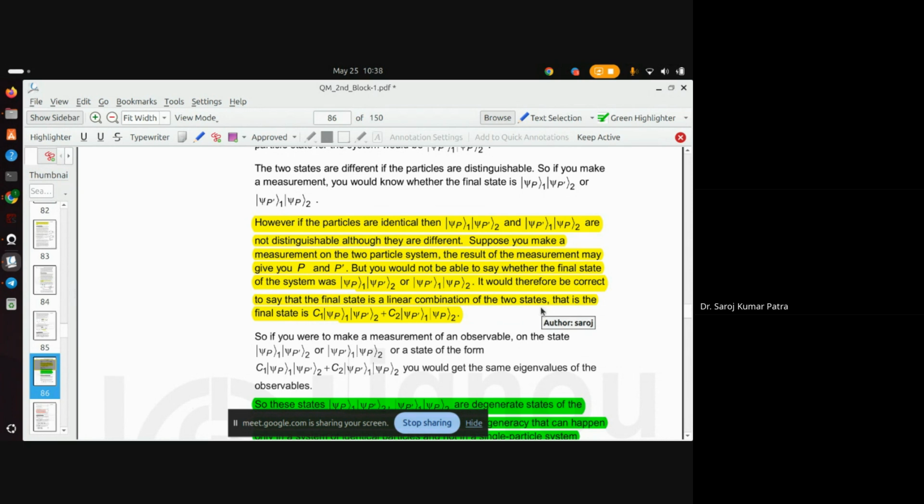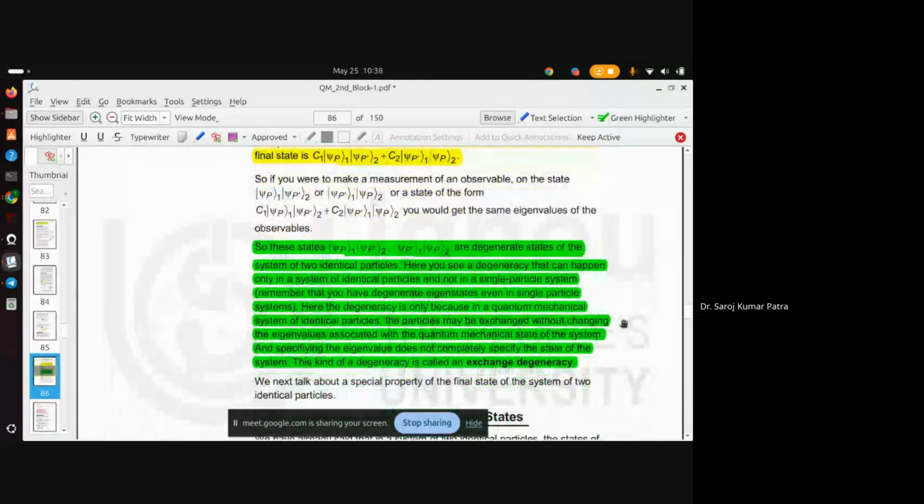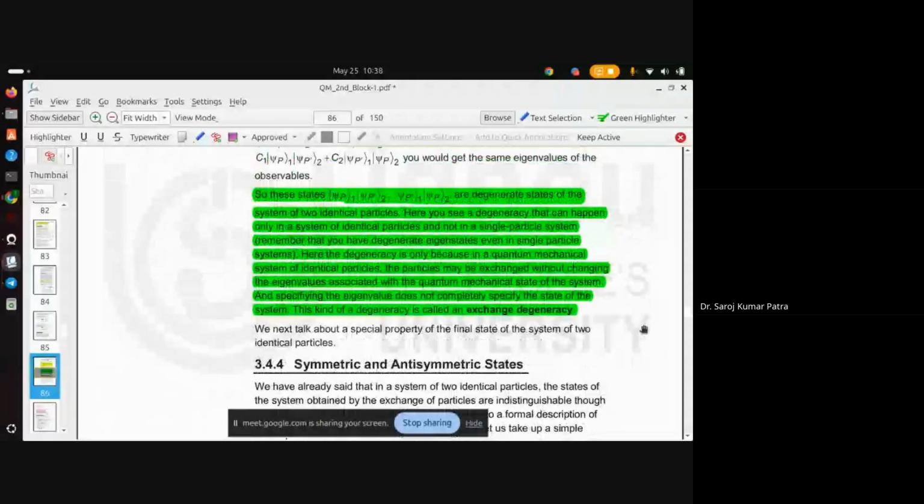तो इसलिए बेटर यही है कि ये भी हो सकता है, ये भी हो सकता है, so we'll take a linear combination. So this is the reason why we are taking a linear combination all the time in case of quantum mechanics. एंड उसकी वजह से जो डिजेनरेसी आ रहा है, एनर्जी सेम एनर्जी होगा बट दो डिफरेंट स्टेट्स हैं, तो उसके लिए उस काइंड ऑफ डिजेनरेसी को वी कॉल इट एक्सचेंज डिजेनरेसी.